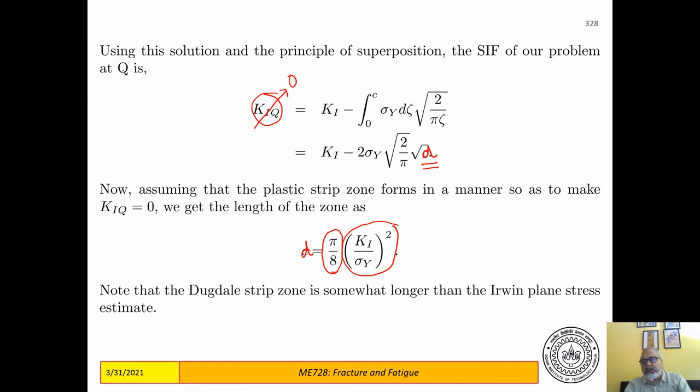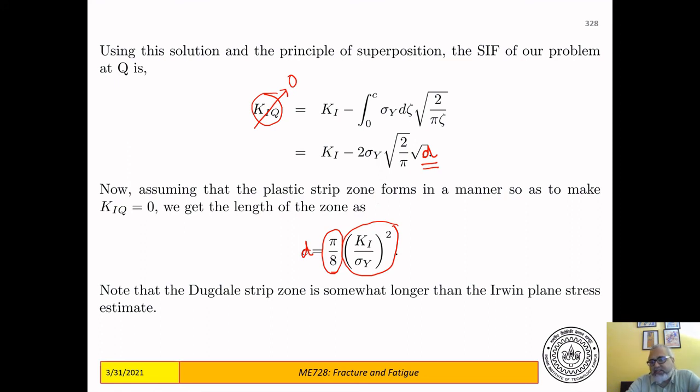So we had looked at plastic zone shapes based only on the yield criteria. We have looked at the plastic zone shape in Tresca, we have looked at von Mises, and now we have looked at a strip plastic zone using the J integral. We have found an estimate for its length as well as the crack opening displacement, both of these quantities. We have also looked at the Irwin simplified model to find the size of the plastic zone given a K1.